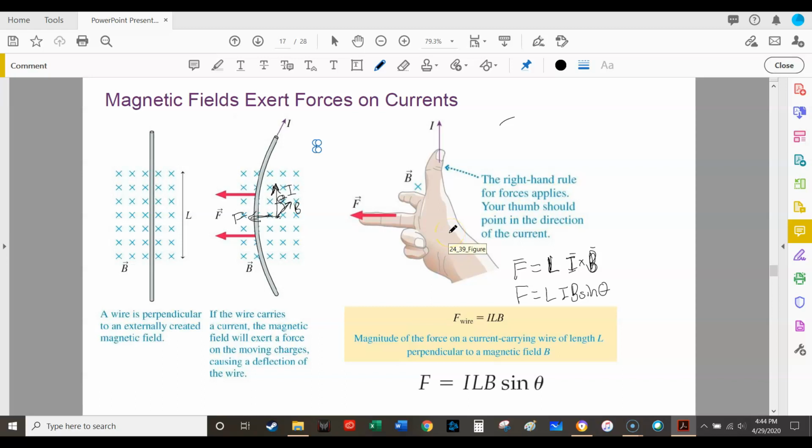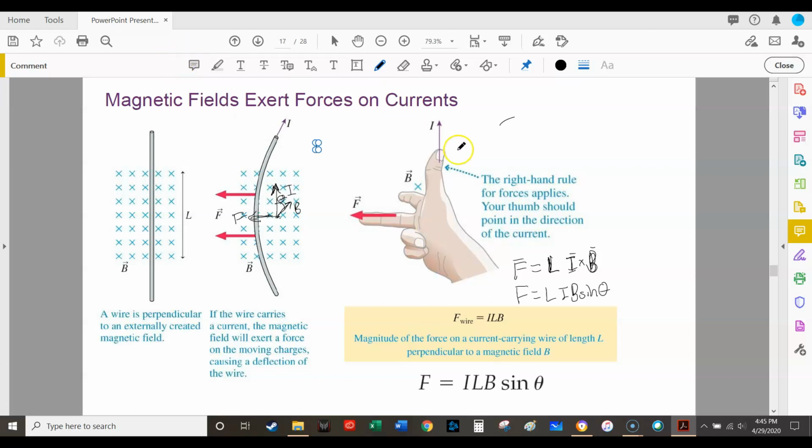And so again, just like with a positive particle, you point your thumb in the direction of the positive particle, and in this case the current. Your index finger, or your fingers, could be pointed in the direction of the magnetic field, and the force's direction is out of your palm, or if you do it this way, the middle finger. Okay?